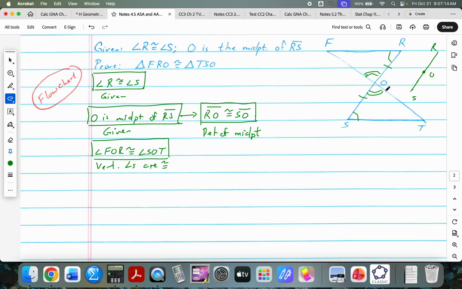Well, now we have three pairs of things that are congruent, and generally speaking, that's enough. The question is, which of our four shortcuts are we using here? Angle side angle. Why is it angle side angle? Because we have an angle and then a side and then an angle. Yes, because in each triangle, the congruent side is between the two congruent angles. You're using ASA.